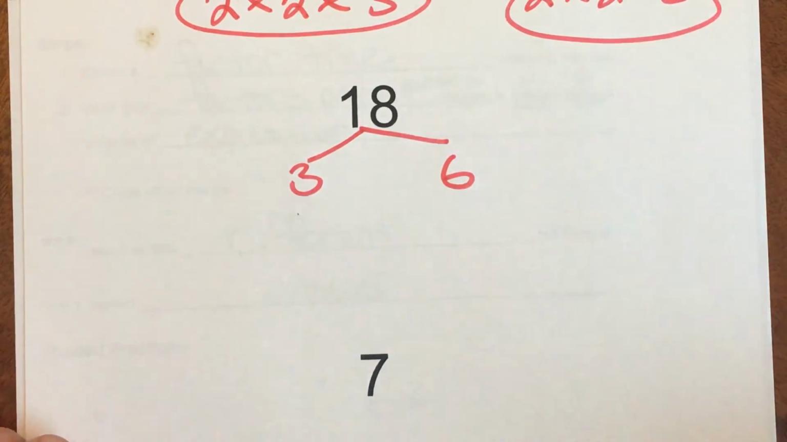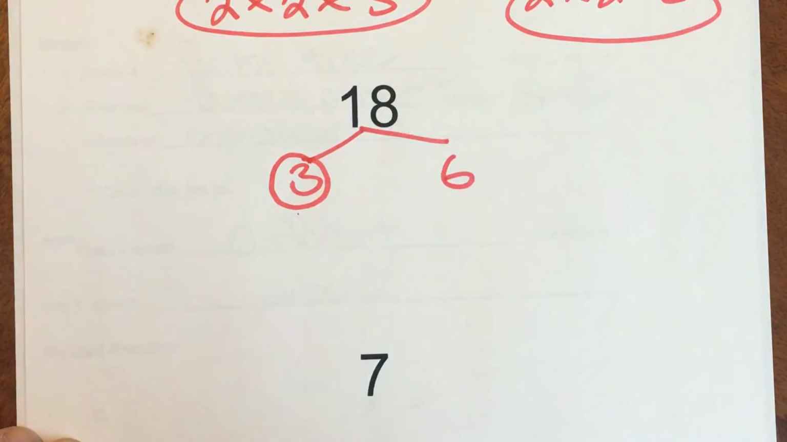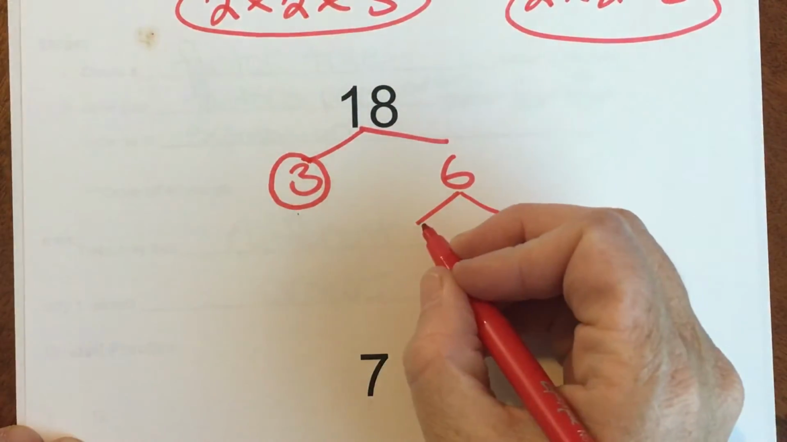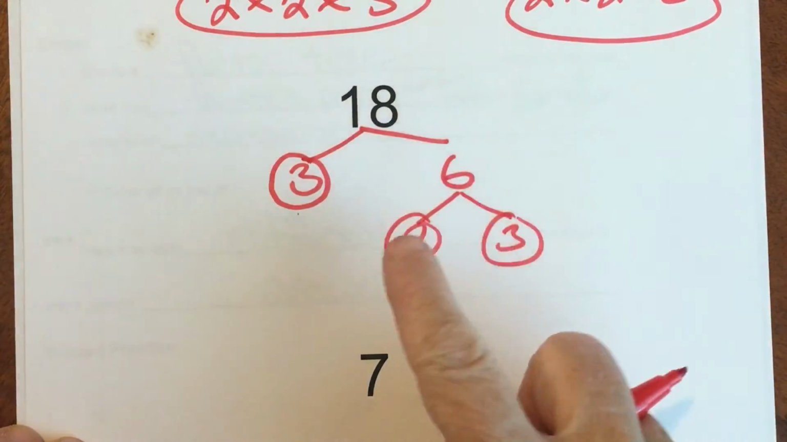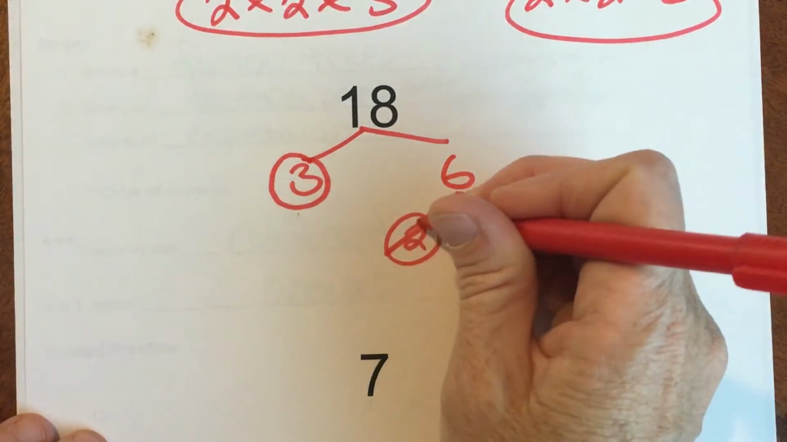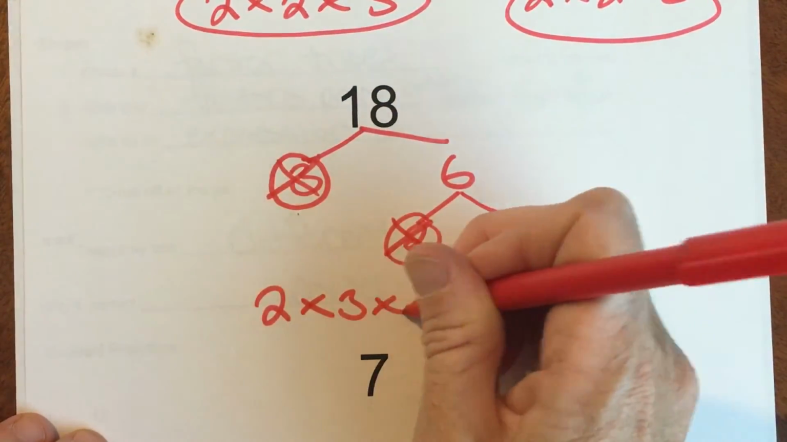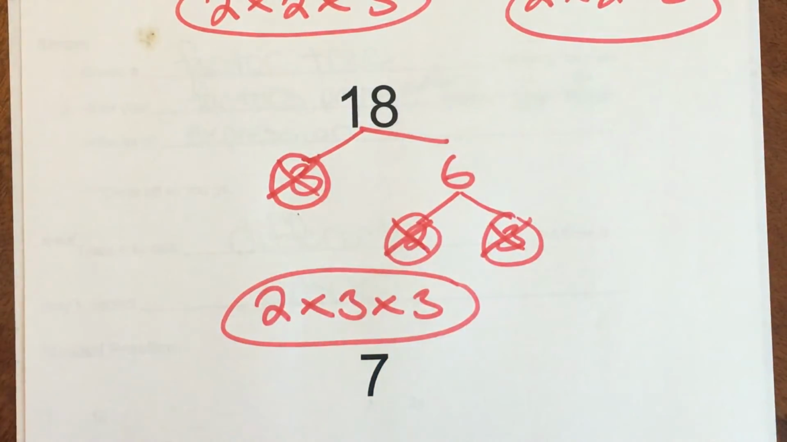Okay, well 3 is a prime number. I can't break that up, so I'm going to make it an apple. 6, I could say 2 times 3, and I know those are going to be apples because those 2's and 3's are prime numbers. So how would I write this? Well, least to greatest, I'm going to say 2 times 3 times 3, and that is my answer.